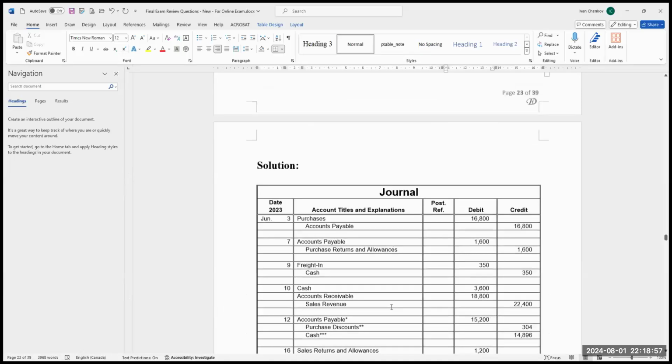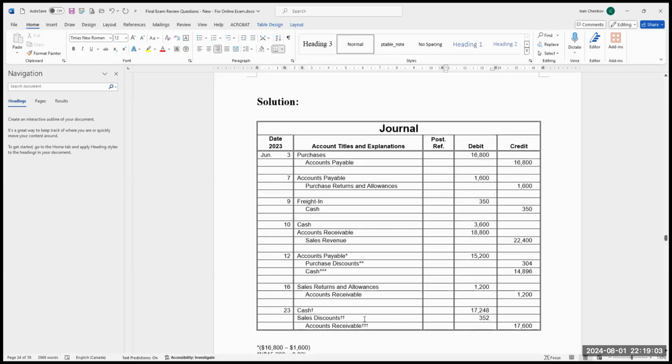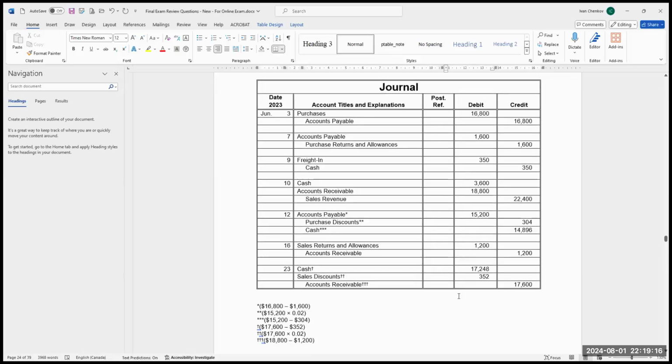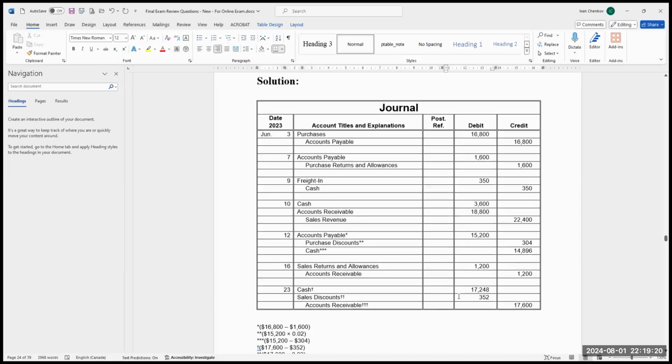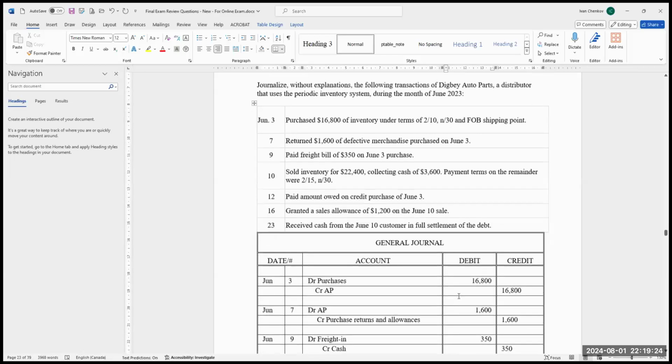Find out how much cash you're going to get. In this case, you're going to get 17,348, and 352 will be the sales discount. As you can see, with the discount on the purchases plus the sales discounts, we are short only $48 in this case. That's how you have to do those journal entries. This is from chapter 5. This is the question that's going to come from chapter 5.